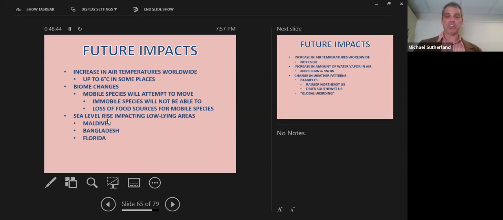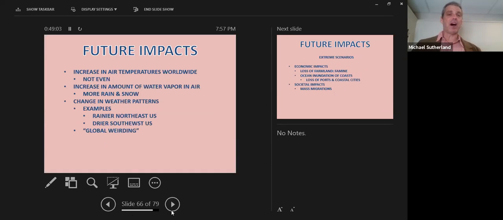And a number of countries like the Maldives, which I think average about 1.5 meters above sea level, that entire nation will be underwater in 50 years if we don't do anything. Bangladesh would lose much of their territory. A good portion of Florida would be underwater. So business as usual is really not an option as regards this problem.